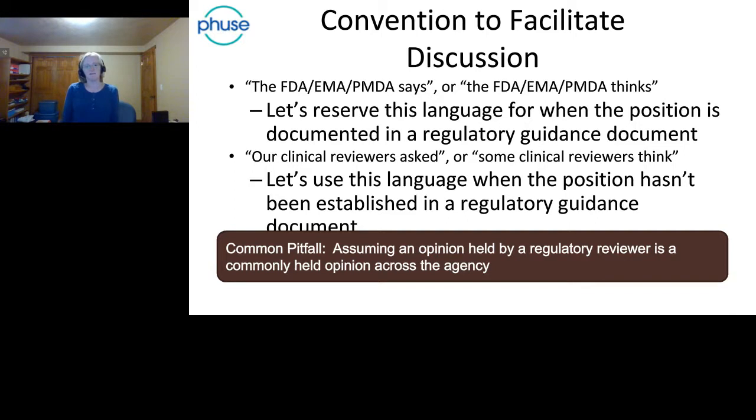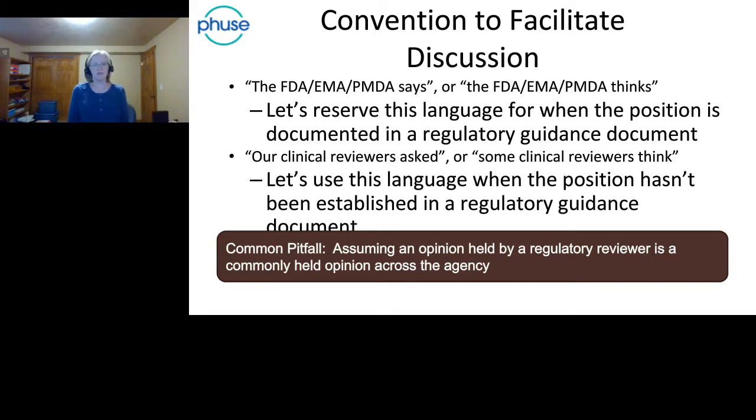So what happens a lot is if there's been one interaction, right? It's a common pitfall that people will assume that if they had one interaction with one regulatory reviewer, it must be a commonly held opinion across the agency. And that's not true for regulatory agencies. It's also not true within sponsor companies. People do have various opinions. And especially with safety analysis planning, there are all sorts of differing opinions on how analyses should be done or how data should be handled.